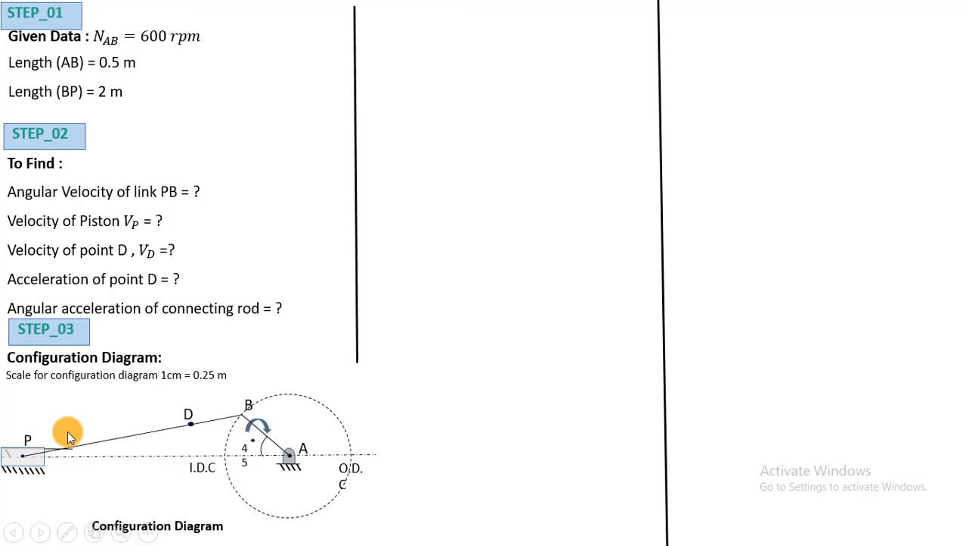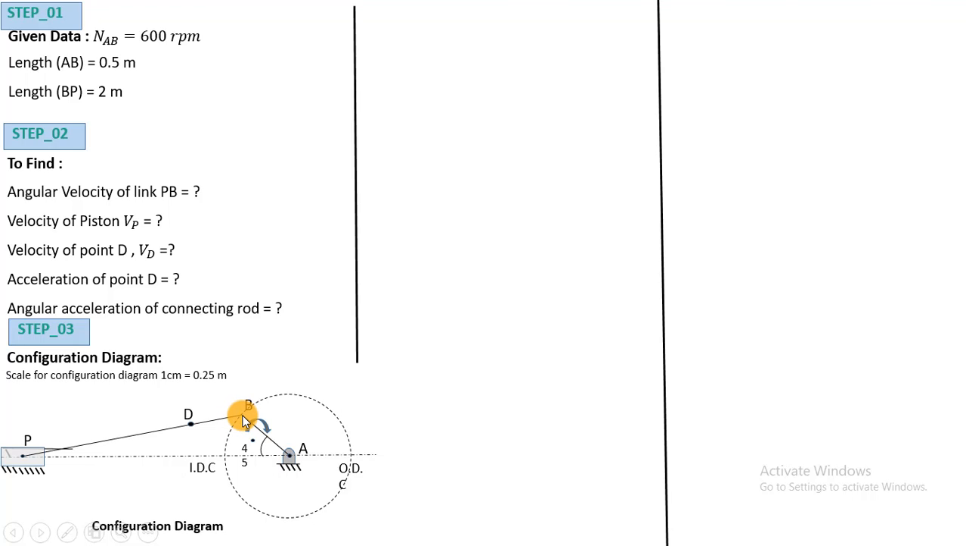So to get this, we have to take a distance in the compass equal to BP, keep one point at B and mark the arc on the line of stroke. So we'll get point P. The distance of point D from B is 0.5 meter. According to this scale, 0.5 meter means 2 centimeters, so at a distance of 2 centimeters we have to mark the point D from B.